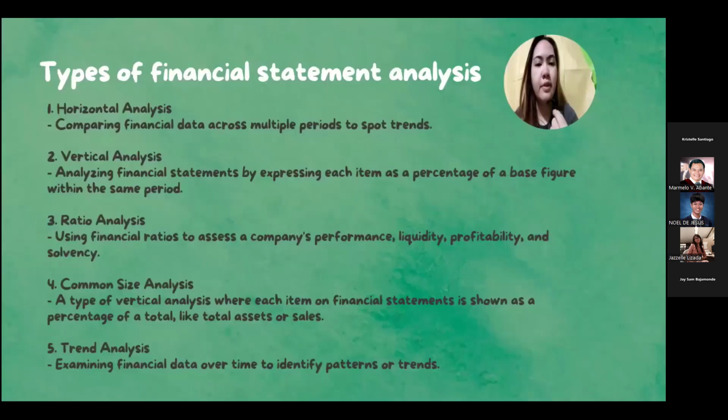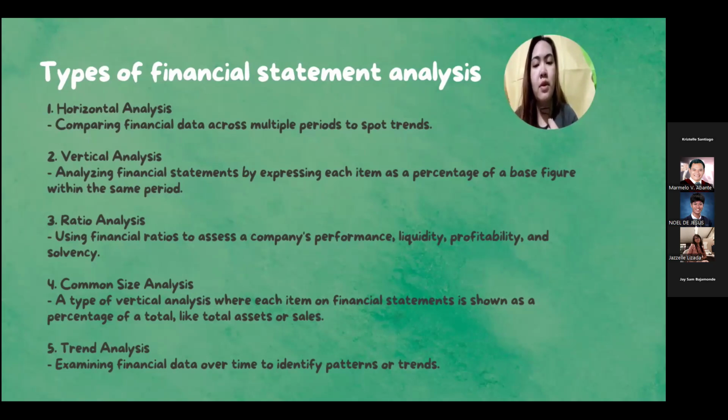Okay, so we have here the 5 types of financial statement analysis. First is horizontal analysis, comparing financial data across multiple periods to spot trends. For example, a company wants to know their sales or income and expenses for the past 5 years, to know if they earn more or spend more, so they can have a strategic plan.